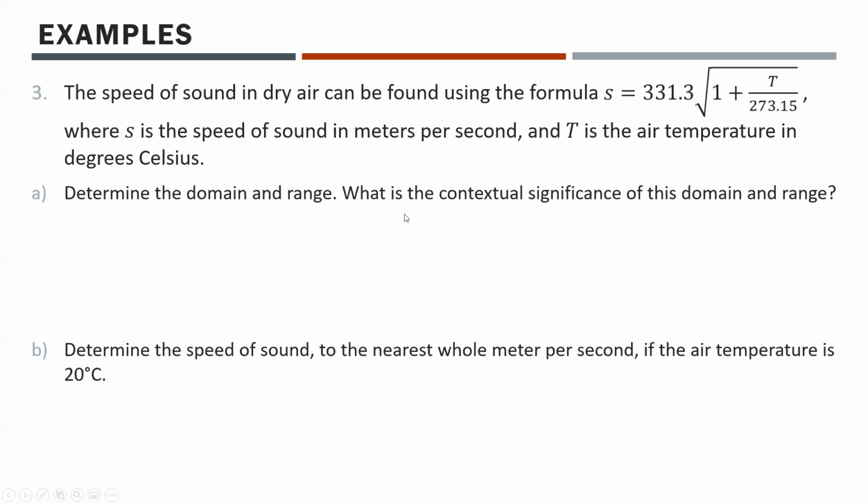Moving on. Question 3. This one's a weird one. Part B is absolute baby food, but part A is pretty weird. The speed of sound in dry air can be found using the formula, where S is the speed of sound in meters per second, and T is the air temperature in degrees Celsius. Determine the domain and range. What is the contextual significance of this domain and range?